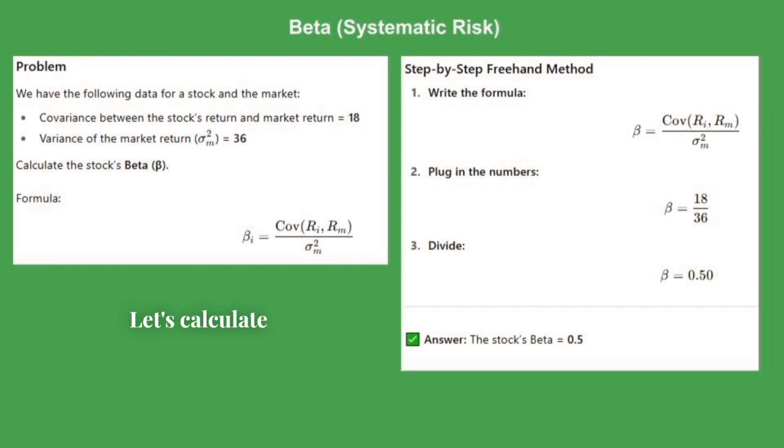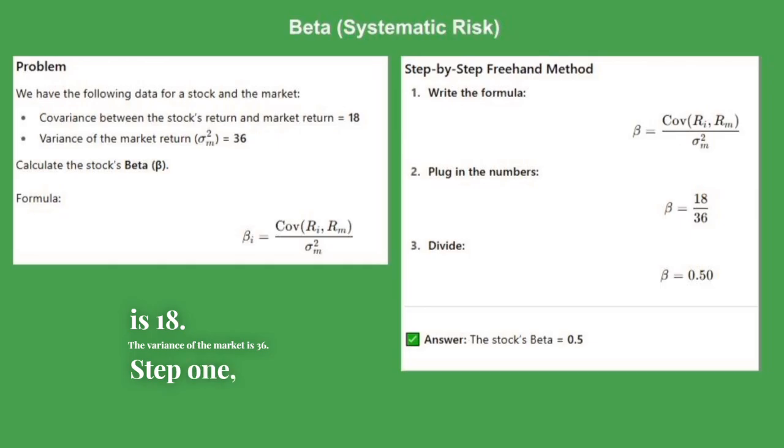Let's calculate beta, the measure of systematic risk. The formula is beta equals the covariance of the stock's return with the market return divided by the variance of the market return. Here are the numbers. The covariance between the stock and the market is 18. The variance of the market is 36.